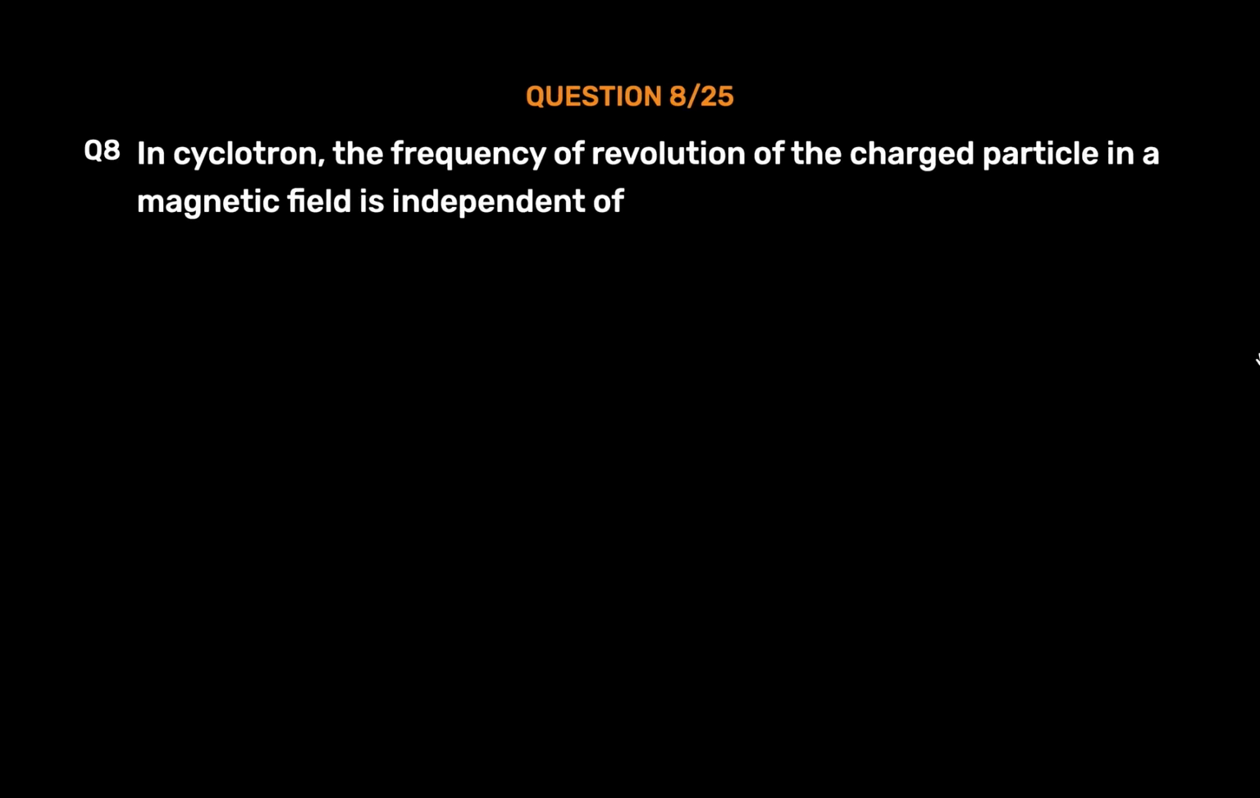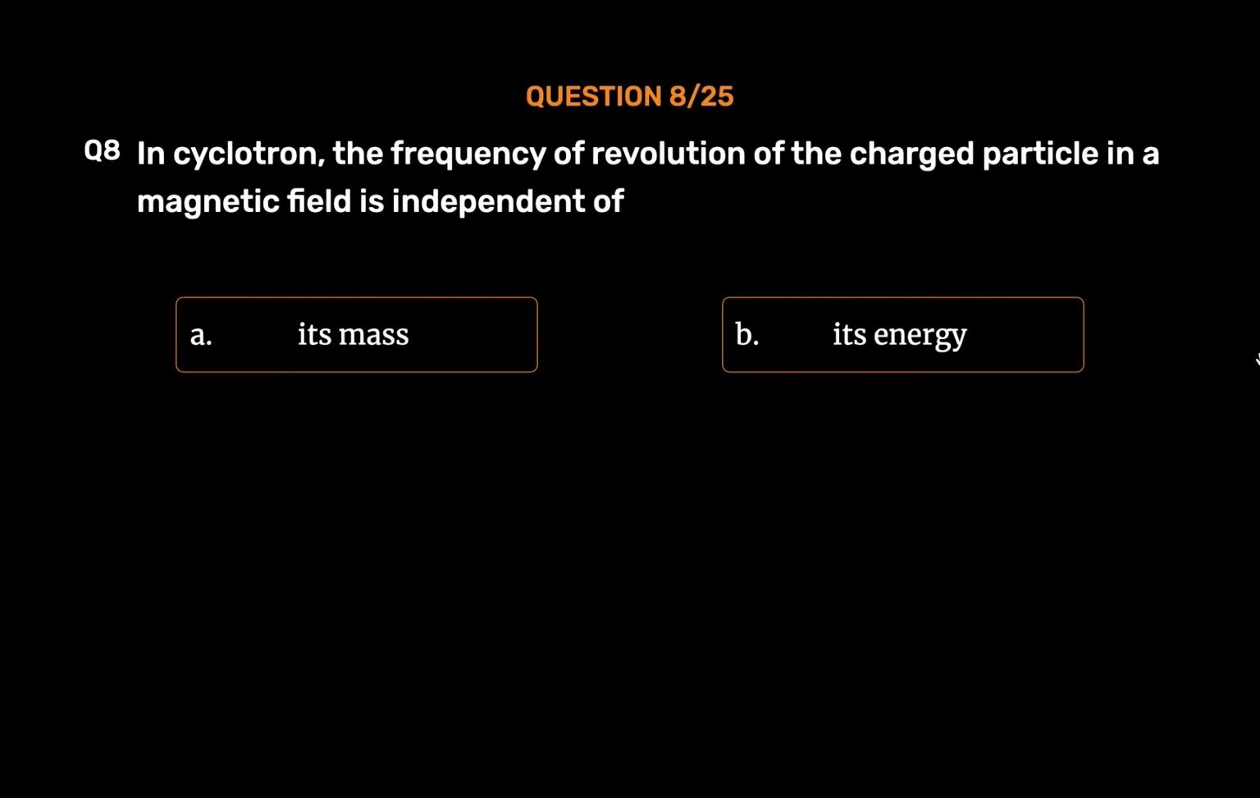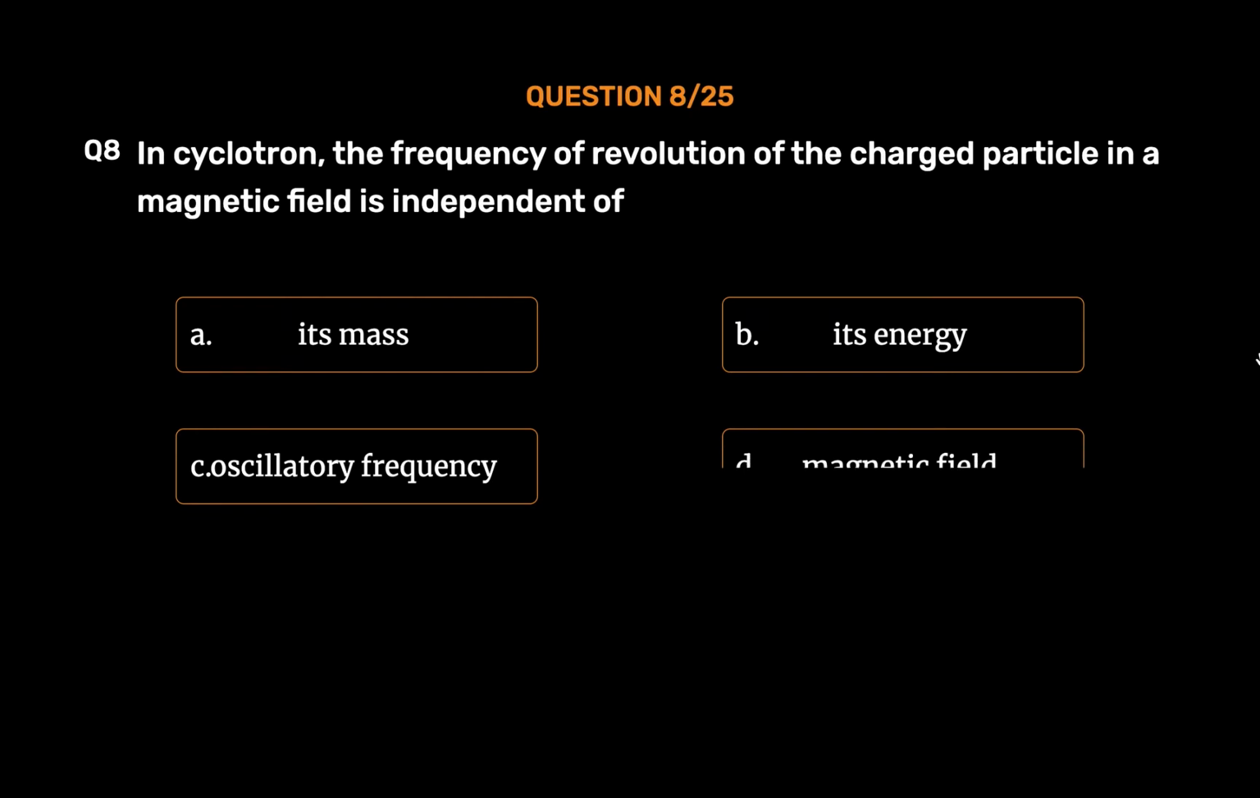Question number 8. In a cyclotron, the frequency of revolution of the charged particle in a magnetic field is independent of: Option A, its mass. Option B, its energy. Option C, oscillatory frequency. Option D, magnetic field. The correct answer is Option B, its energy.